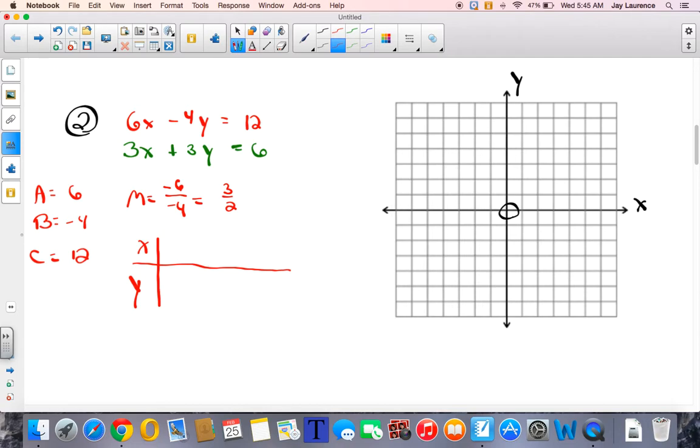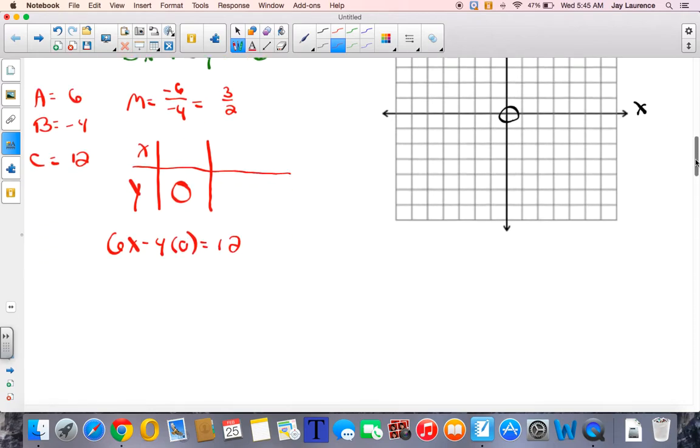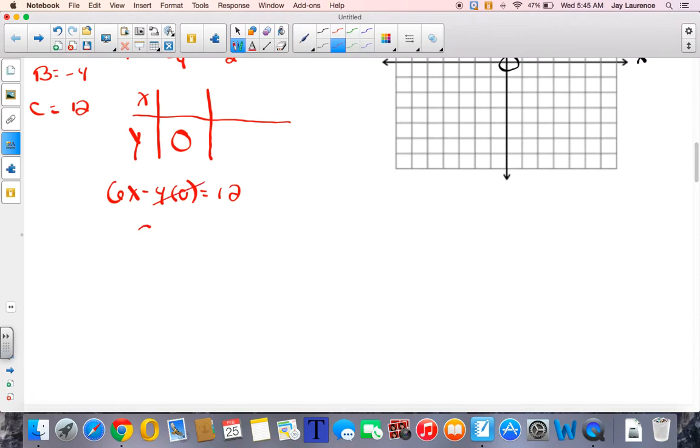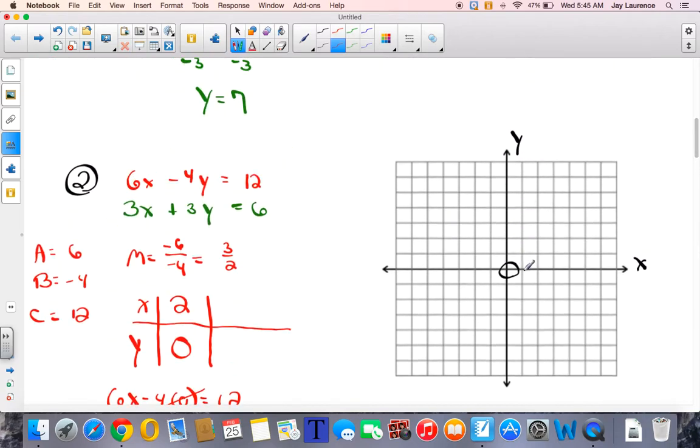So I'm going to find the x-intercept just because so many of you only go for the y-intercept, okay? So I'm going to find the x-intercept first in this case. So I'm going to make y 0. So I'm going to get 6x minus 4 times 0 equals 12. All right, that's going to cancel. 6x is going to equal 12. Going to divide by 6, divide by 6. X is going to equal 2. So (2, 0) is a point on the graph. It's the x-intercept right there, (2, 0).